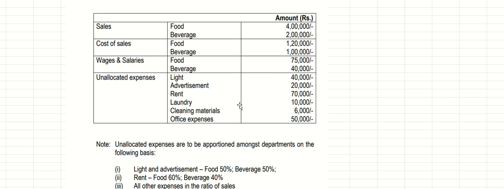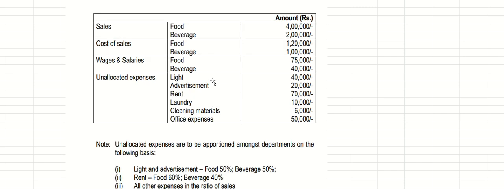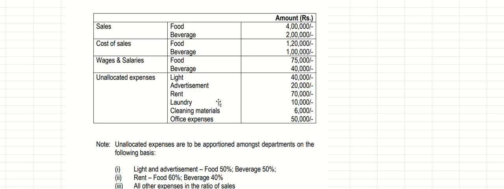Other things are common, used by both the food and beverage departments without a proper classification line falling between them. They don't know how much light the food department used or how much the beverage department used. Or they don't know how much of the advertisement was for food or how much was for the beverage department. We can't separate them. Since they are inseparable and common to both the departments, we need some basis. We need some ratios to divide these into both the food and beverage departments.